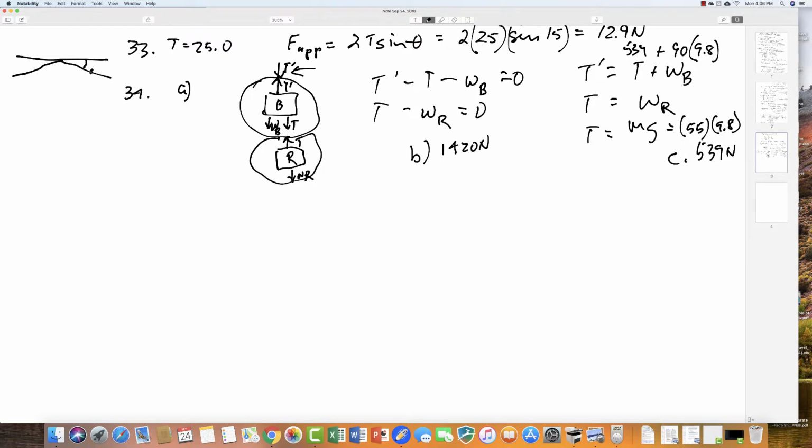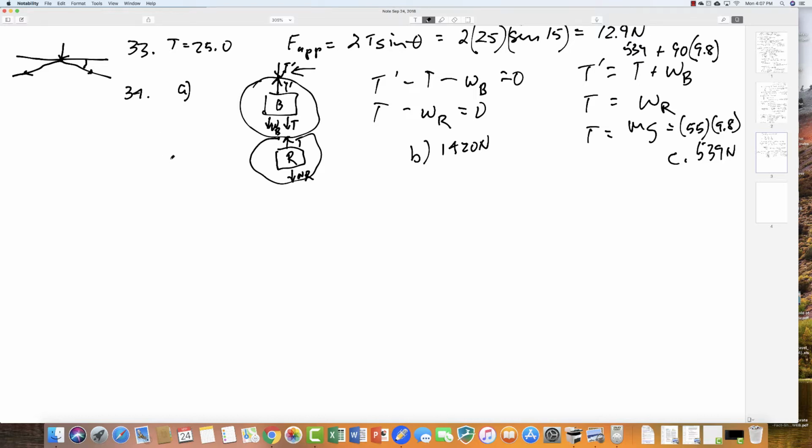And so you have tension here and tension here. And so from that previous problem where we showed the perpendicular force is equal to 2 times T times the sine of theta, you can go back in your homework and look at that. We can use that formula to figure this out. So it's going to be 2 times 25 times the sine of 15 degrees. And if you do the math on that, you get 12.9 newtons.